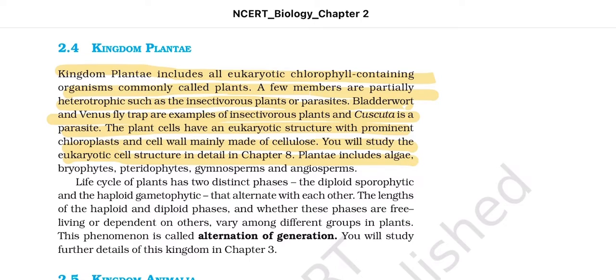Plantae includes algae, bryophytes, pteridophytes, gymnosperms, and angiosperms. Life cycles of plants have two distinct phases, the diploid sporophytic and the haploid gametophytic, that alternate with each other. The lengths of the haploid and diploid phases, and whether these phases are free-living or dependent on others, vary among different groups in plants. This phenomenon is called alternation of generation. You will study further details of this kingdom in chapter 3.